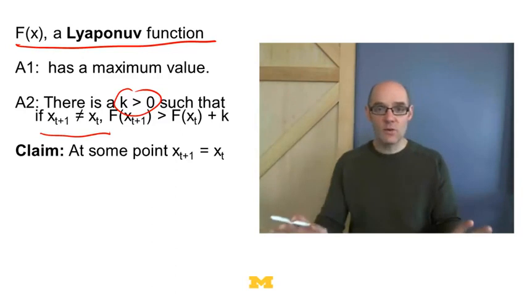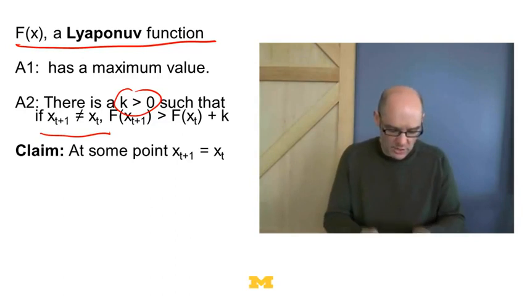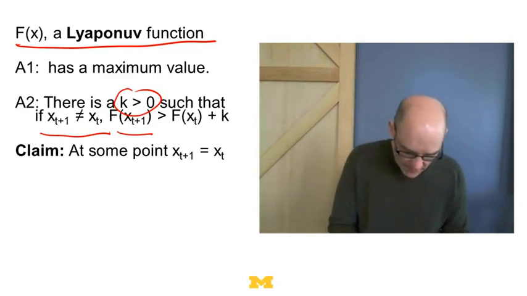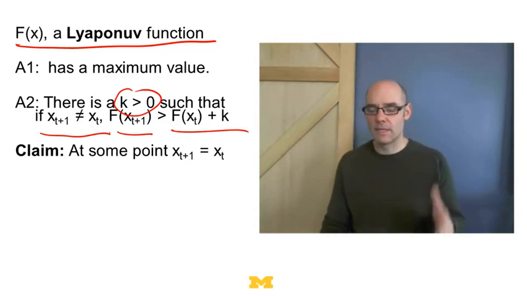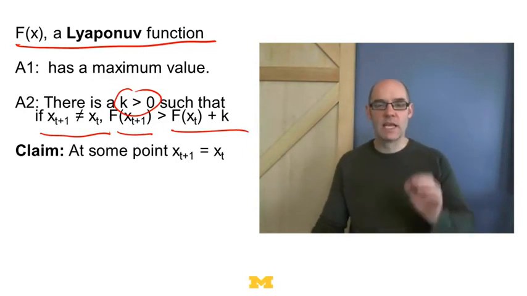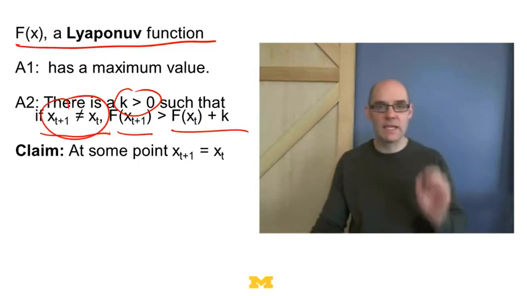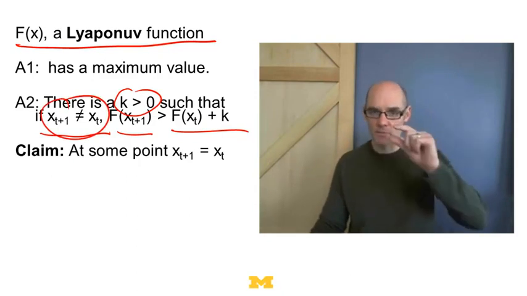If they're not equal, right? So if the state at time t plus 1 is not equal to the state at time t, then f of x_{t+1} is bigger than f of x_t plus k. What does that mean in words, not in math? What it means is if the point is not fixed, then it increases by at least k, just by some fixed amount.